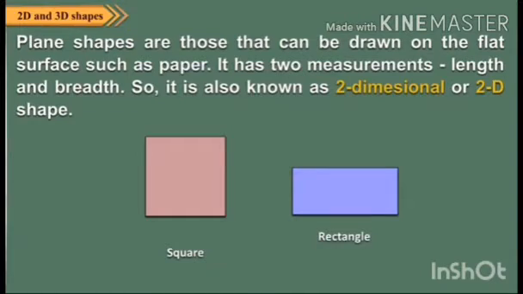Plane shapes are those that can be drawn on a flat surface such as paper. They have two measurements. What are those two measurements? Length and breadth. So it's also known as a two-dimensional or 2D shape. Where only two measurements are given, that is two-dimensional, like a square or rectangle. There is only length and breadth, so this is a 2D shape.